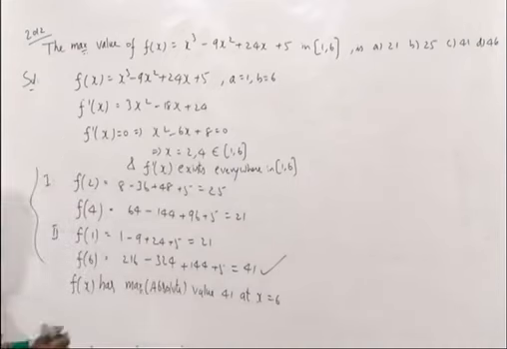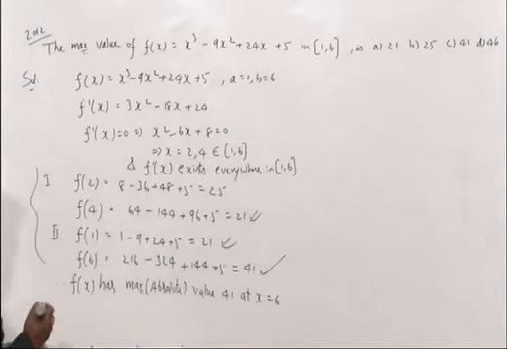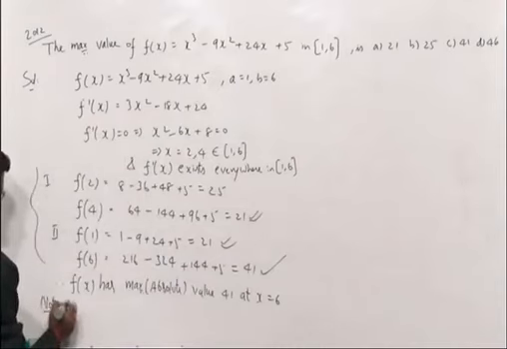Of all these, which is minimum? This is 2 values, 21. Okay, so note first point.